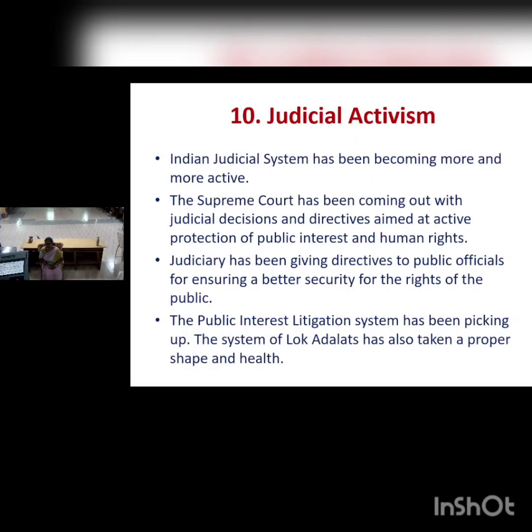And the last feature of the judicial system is judicial activism. The Indian judicial system has been becoming more and more active. The Supreme Court has been coming out with judicial decisions and directives aimed at active protection of public interest and human rights. The judiciary has been giving directives to public officials for ensuring better security for the rights of the public. The public interest litigation system has been picking up. The system of Lok Adalats has also taken proper shape and health.